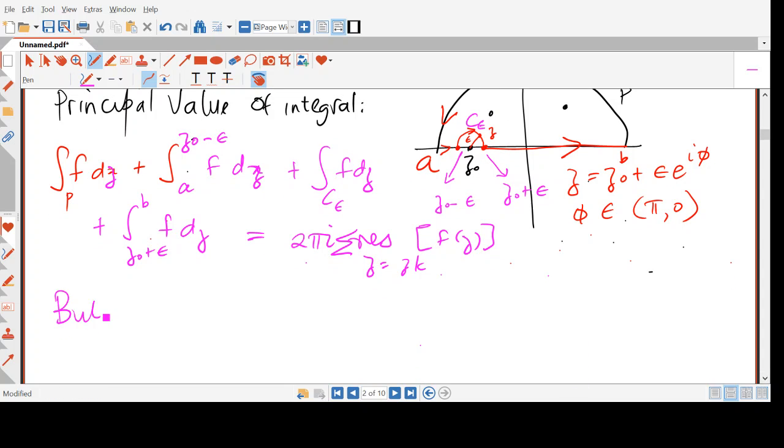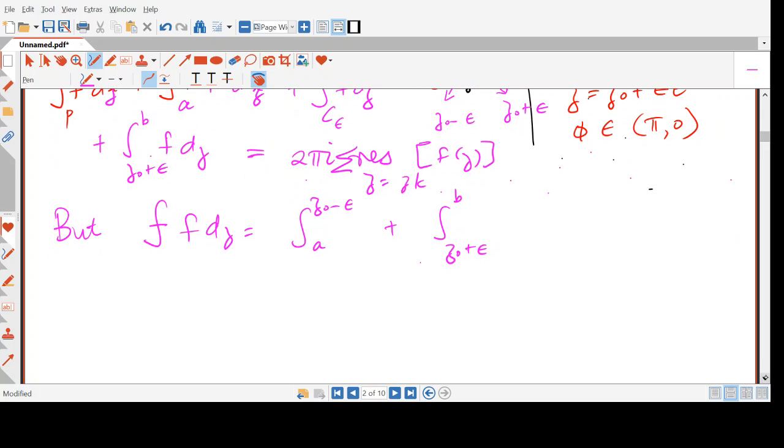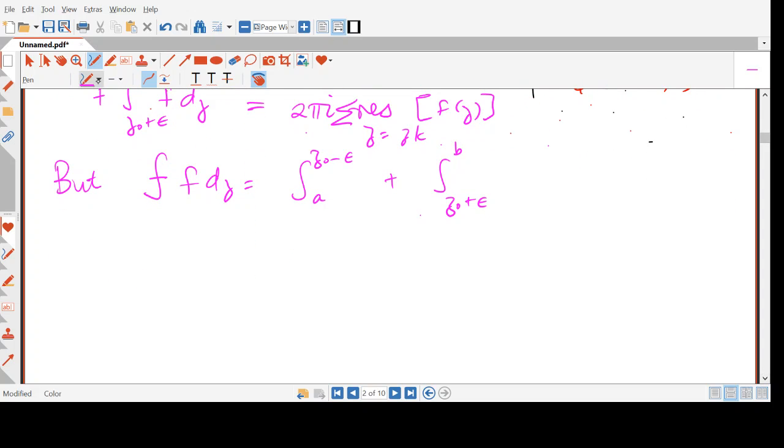But you know that this part here is defined as the principal value. The principal value of f dz is defined as that integral from a to z0 minus epsilon plus the integral from z0 plus epsilon up to b. That's how it is defined. And we'll see now how this can be dealt with mathematically. It's actually very neat the way she envisages how this will work.